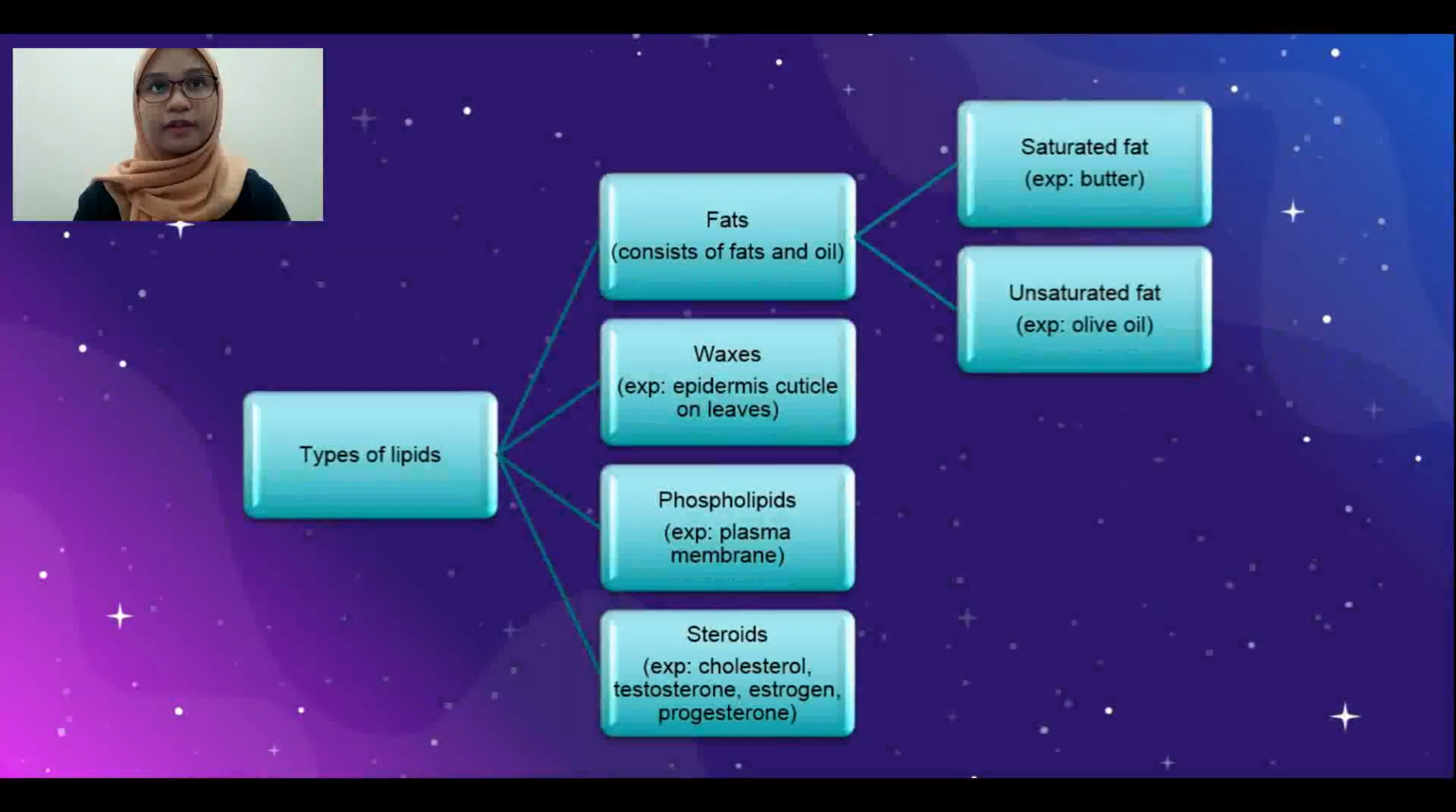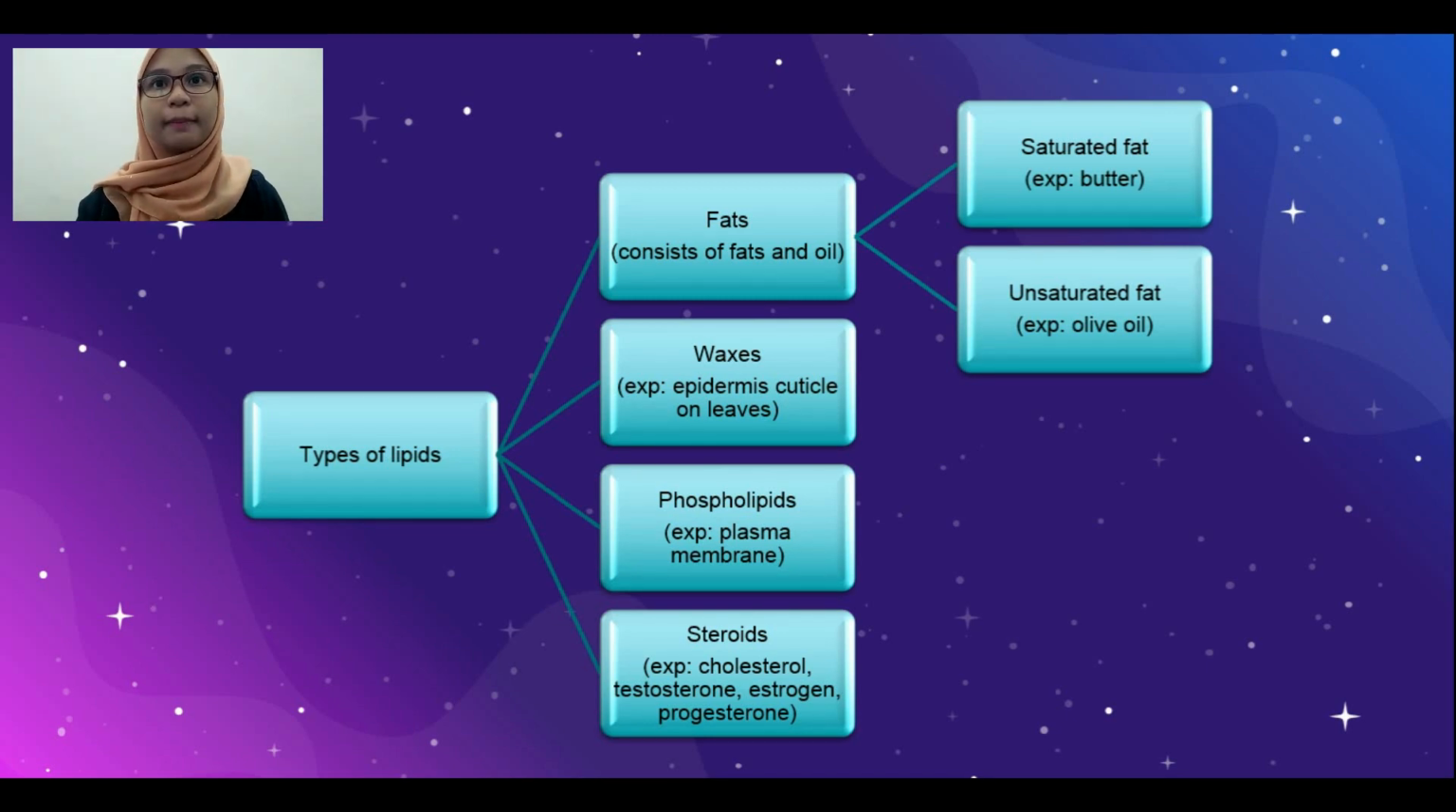So there are four types of lipids. The first one is fats, which consists of fat and also oil. Fat is solid at room temperature and oil is liquid at room temperature, and it is divided into saturated fat and also unsaturated fat. Waxes are made up of one alcohol molecule and molecules of fatty acids, and it is waterproof.